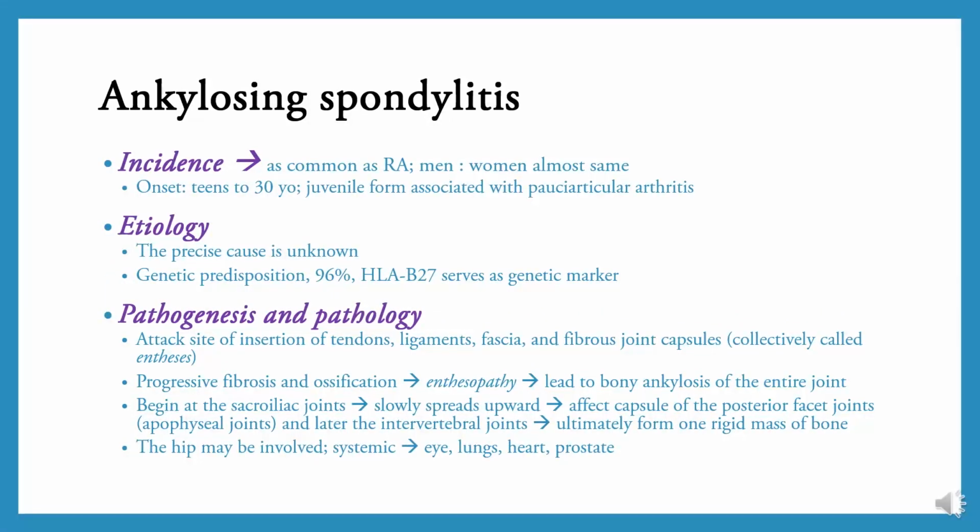For pathogenesis and pathology, the attack site is the insertion of tendons, like ligaments, fascia, and fibrous joint capsules. Progressive fibrosis and ossification result in enthesopathy and lead to bony ankylosis of the entire joint. It begins at the sacroiliac joint, slowly spreads upward, affects the capsule of the posterior facet joints, and later the intervertebral joints. The hip may be involved, as well as systemic sites: eye, lungs, heart, and prostate.